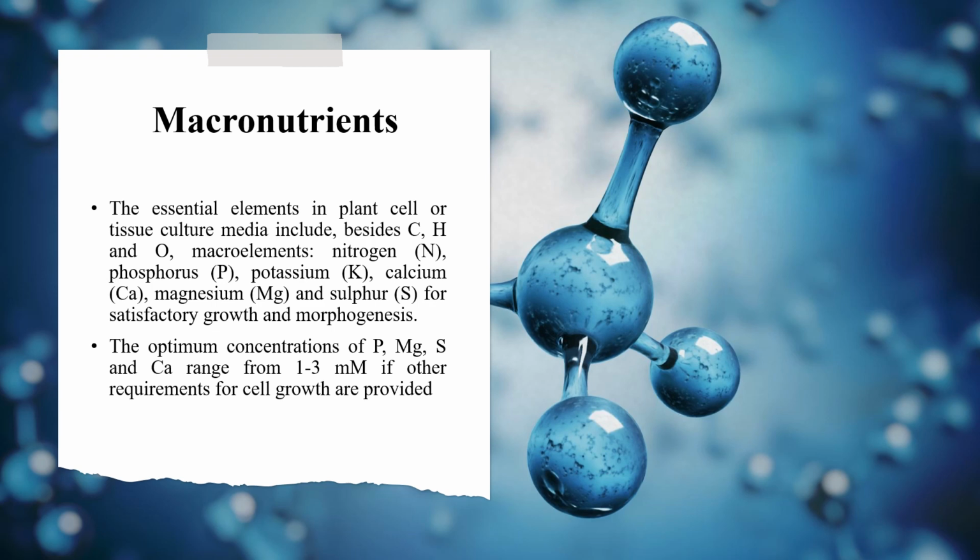Potassium is required for the cell growth of most plant species. Most media contain potassium in the form of nitrate and chloride salts at a concentration ranging between 20 to 30 millimolar.